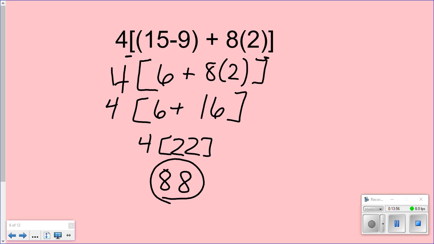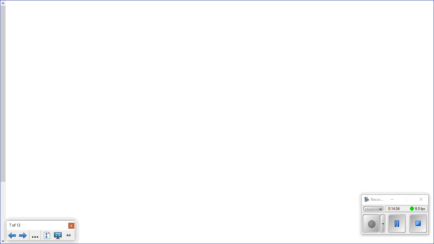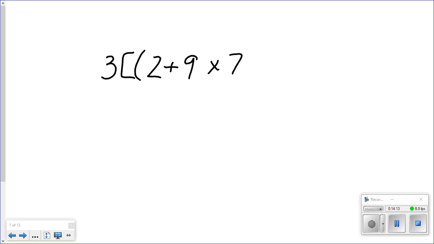You want to try one by yourself? You want me to give you one with brackets? You want to try it by yourself? I think that's a good idea. That's a big number. Let's keep it small. Let's keep it simple. Think about what has to be done in your parentheses first. Let me get out of the way. In your brackets.